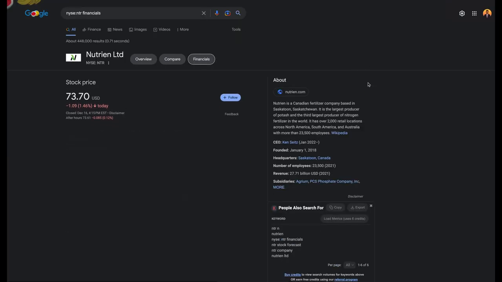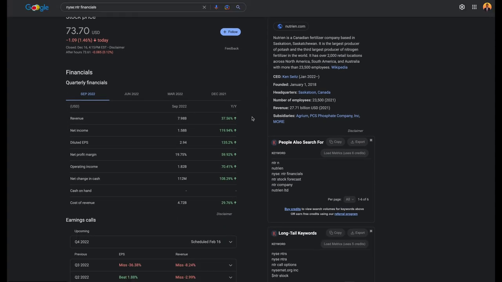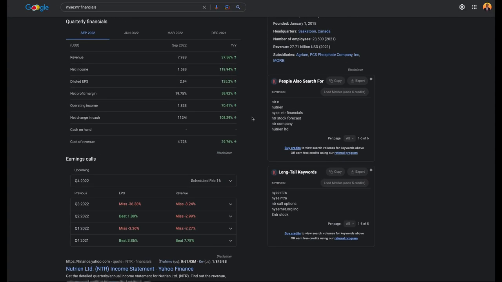And when you look at their financials, you can see that they have a nice balance sheet. They did miss earnings, EPS and revenue, in quarter three of 2022 and are scheduled to have their quarter four results on February 16th of 2023.